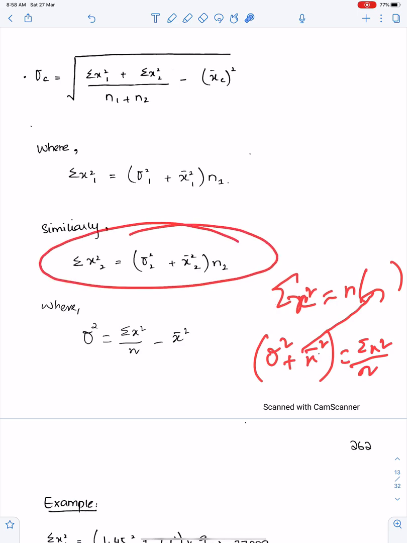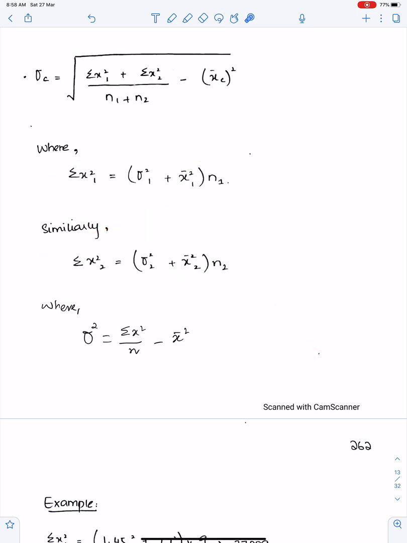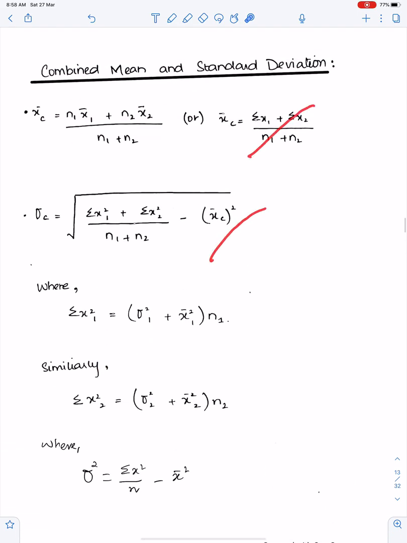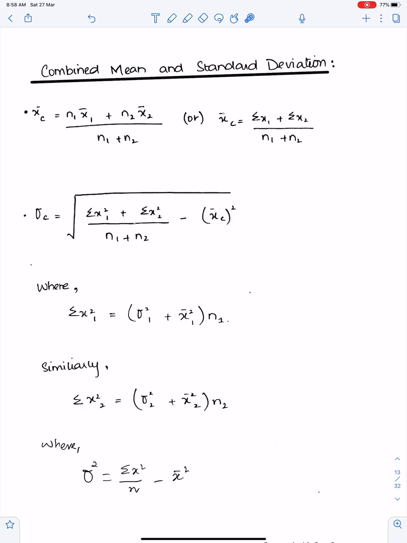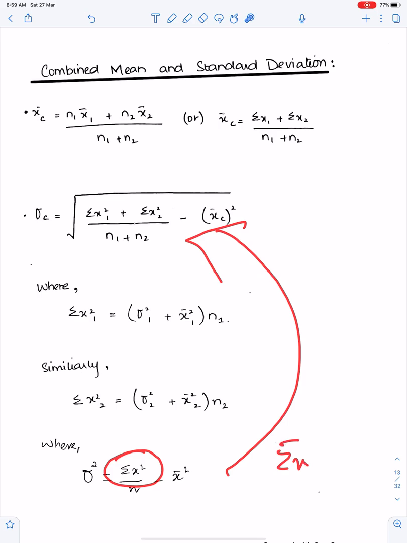See, you need to learn these formulas. Only this will be given in CIEs. And I told you, you can easily form this formula if you replace sigma x square by sigma x1 square plus sigma x2 square, and n by n1 plus n2.